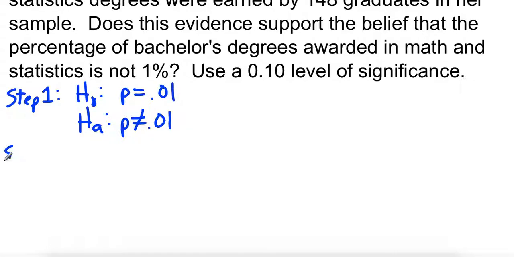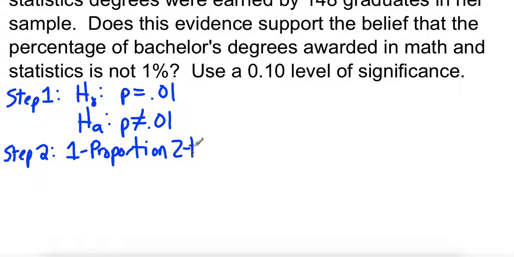All right, step 2. Since we're dealing with proportions and we're only looking at one thing, it is a 1 proportion z-test at alpha is 0.10. Now, we need to make sure we have met all of our conditions. She has a simple random sample. They're independent. She just asks finding out what their degree is in. It's either yes, your degree is in math or stats, or it's not, so that's okay.